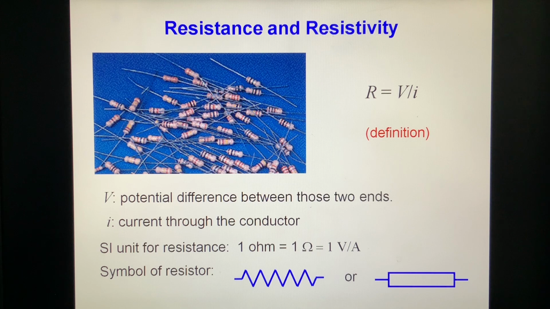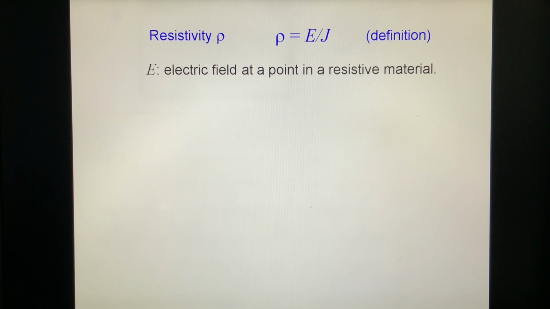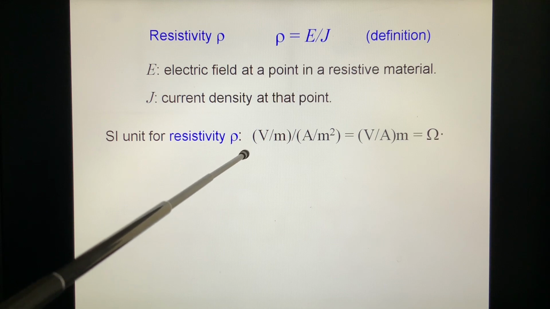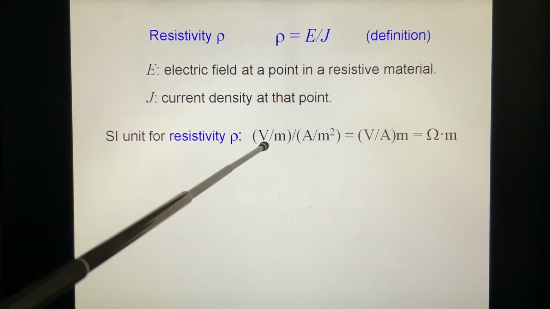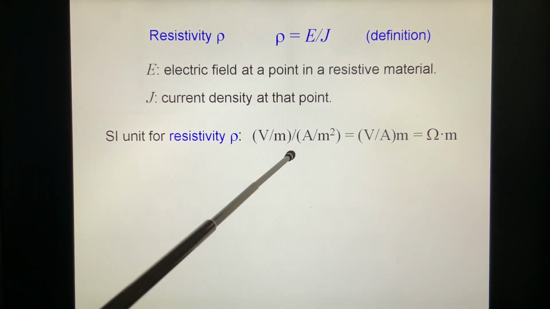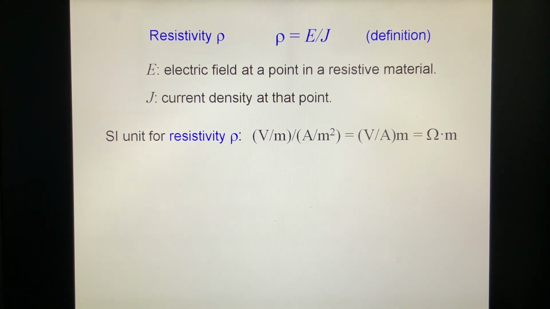Symbol of a resistor: you could write it this way, and sometimes like this one, and so on. Resistivity rho is defined as E over J. E is the electric field, J is the current density, at the same point. The metric system unit for resistivity: E is volt over meter, J is ampere over meter squared. Put them together, we get volt over ampere times meter, which is ohm dot meter. This is resistivity.